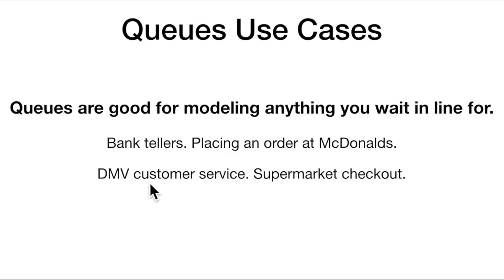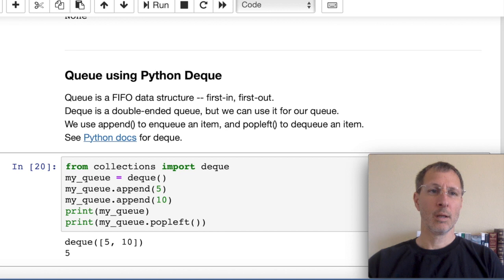So some use cases for queues: just about everything you wait in line for. So bank tellers, placing an order at McDonald's or your favorite restaurant, DMV customer service, supermarket checkout, pretty much anything that has a line is what a queue is. And it's important to be able to model that in a computer program. So the queue data structure allows us to do that.